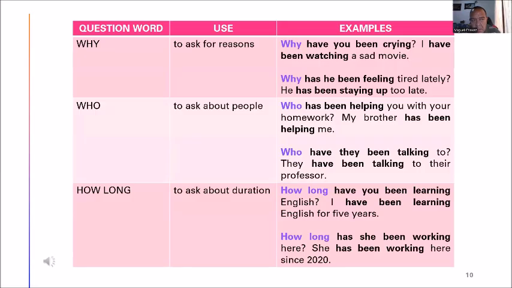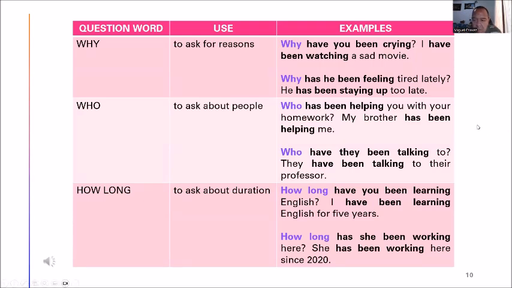The question word why is used to ask for reasons. For example, why have you been crying? I have been watching a sad movie. Why has he been feeling tired lately? He has been staying up too late.